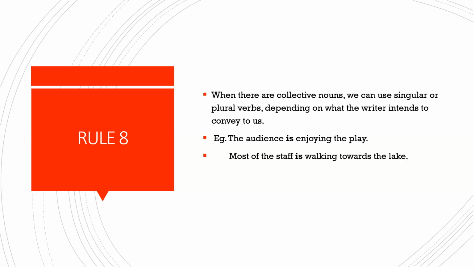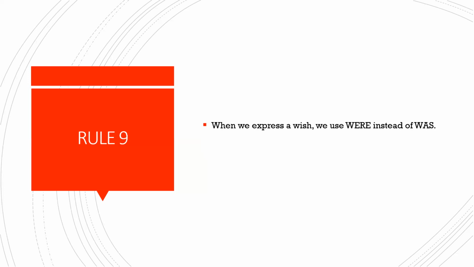I could also say most of the staff is walking towards the lake. The staff, a group of teachers or a group of workers, some working somewhere in an establishment, in an institution. But we're talking about one group. So most of that one group is walking towards the lake. So in all cases, you need to understand the entire sentence to know what the writer intends to convey to you. All right? Let's do the last rule, rule number 9.